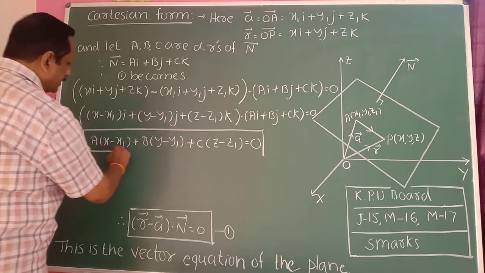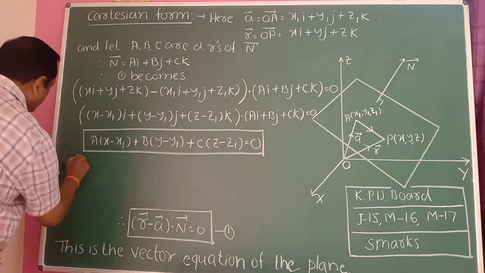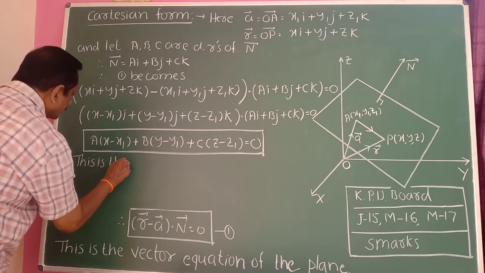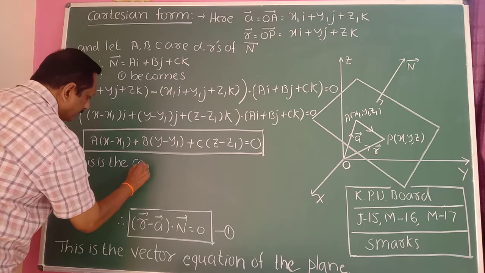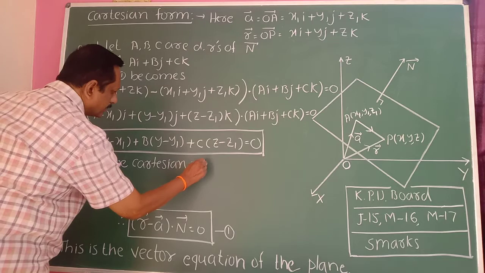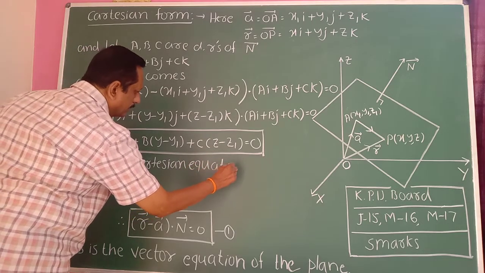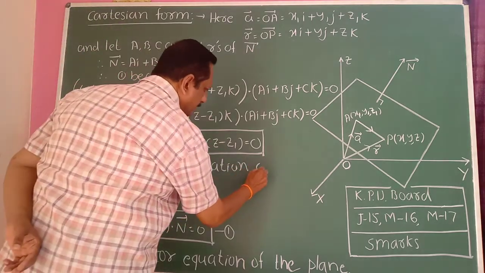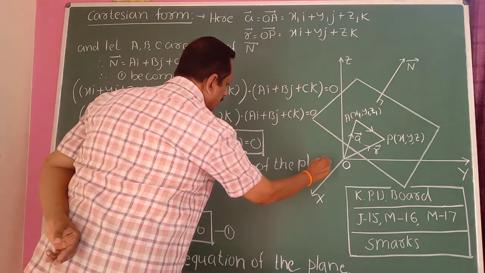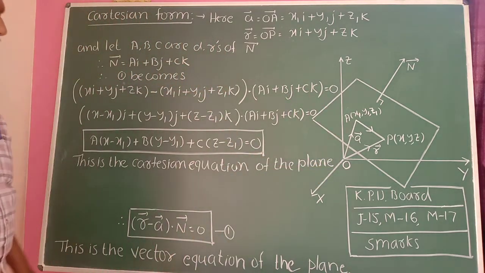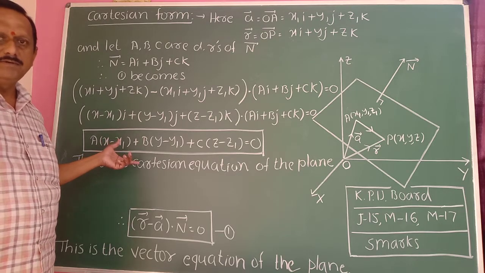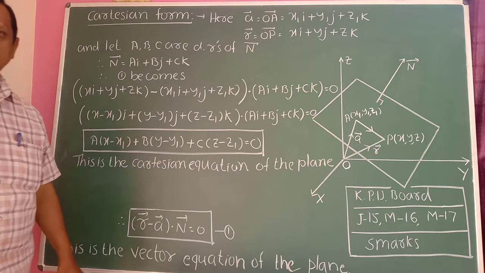So this is the Cartesian equation of the plane. In the examination, you have to write both vector form as well as Cartesian form. Then only you get the 5 marks.